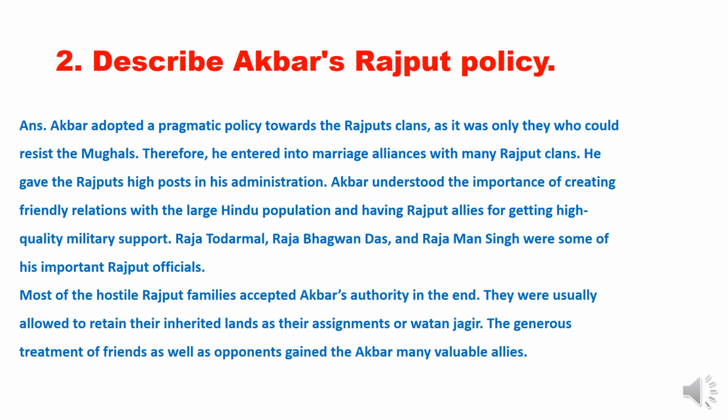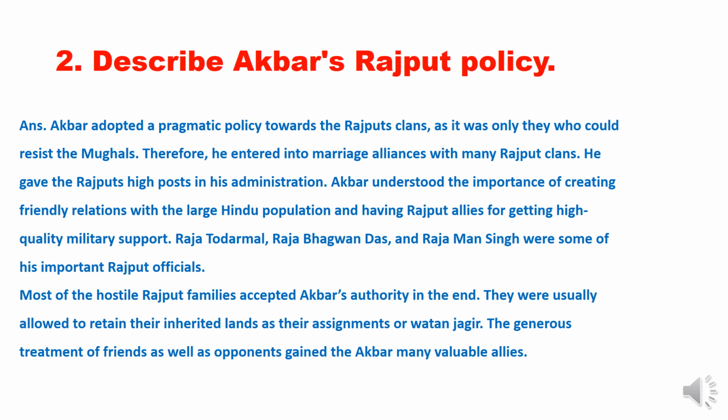Question 2. Describe Akbar's Rajput policy. Answer. Akbar adopted a pragmatic policy towards the Rajput clans, as it was only they who could resist the Mughals. Therefore, he entered into marriage alliances with many Rajput clans. He gave the Rajputs high posts in his administration. Akbar understood the importance of creating friendly relations with the large Hindu population and having Rajput allies for getting high-quality military support. Raja Todarmal, Raja Bhagwan Das and Raja Man Singh were some of his important Rajput officials.